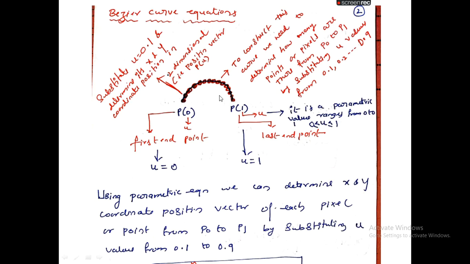As we discussed in the previous class, assume that we have one curve and I want to generate a curve between P0 and P1. I need to determine the pixel position from P0 to P1 by substituting the u value from 0 to 1. We are using a parametric equation to construct a curve like this.